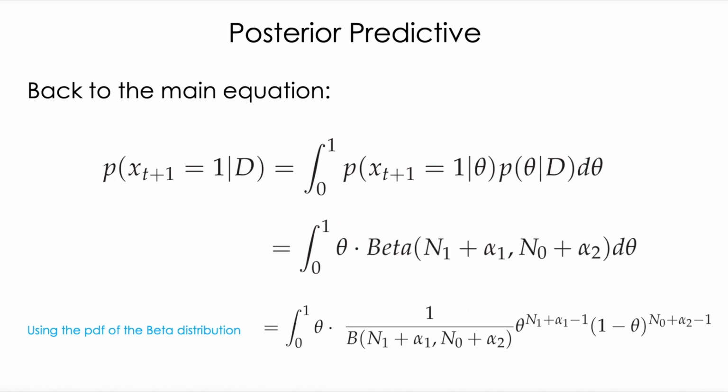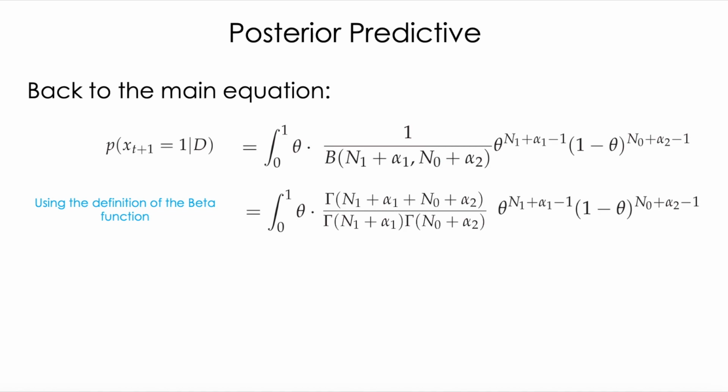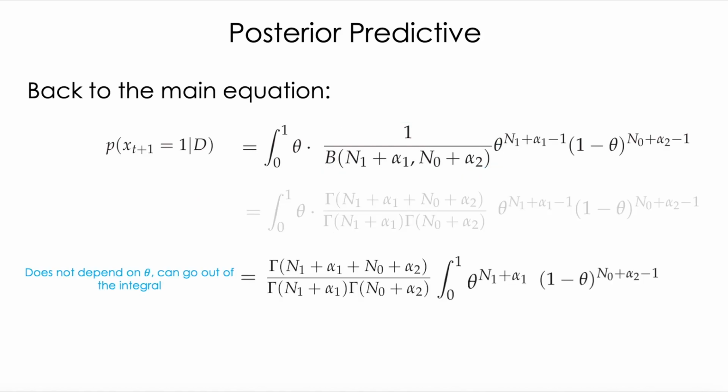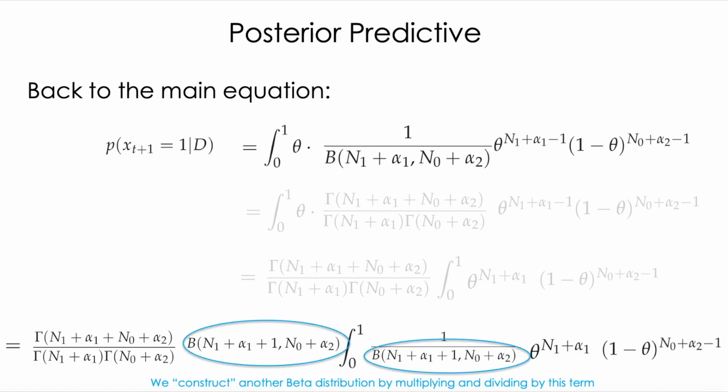So cleaning up the screen now, we can use the PDF definition of the beta distribution. Remember, it was the beta function and these factors here. So what we can do now is replace the beta function by its definition using the gamma functions, as you can see here. And now we can pull this term out of the integral because it doesn't depend on theta, right? Why are we doing that? Because now we can construct another beta distribution here by multiplying and dividing at the same time by this term here. We multiplied and divided by this beta function with those parameters such that here we build this new beta distribution.